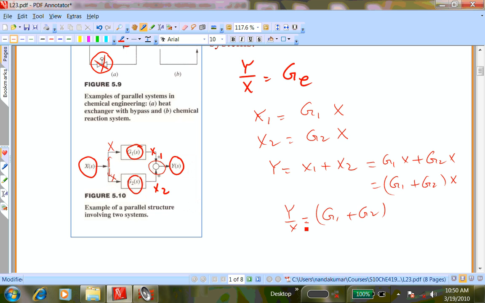If they are interacting systems, then each one influences the other. One influences the two, and two influences the one. Then we will get a coupled set of equations. That is, the first equation will have both x1 and x2. The second equation will have both x1 and x2. You need to go for simultaneous solution, which you have seen and you have done in an assignment.